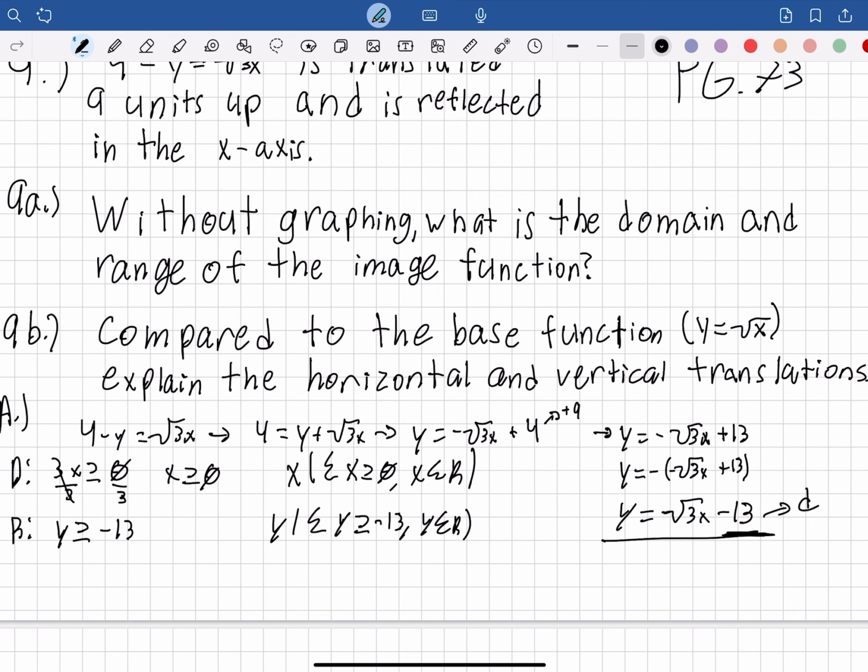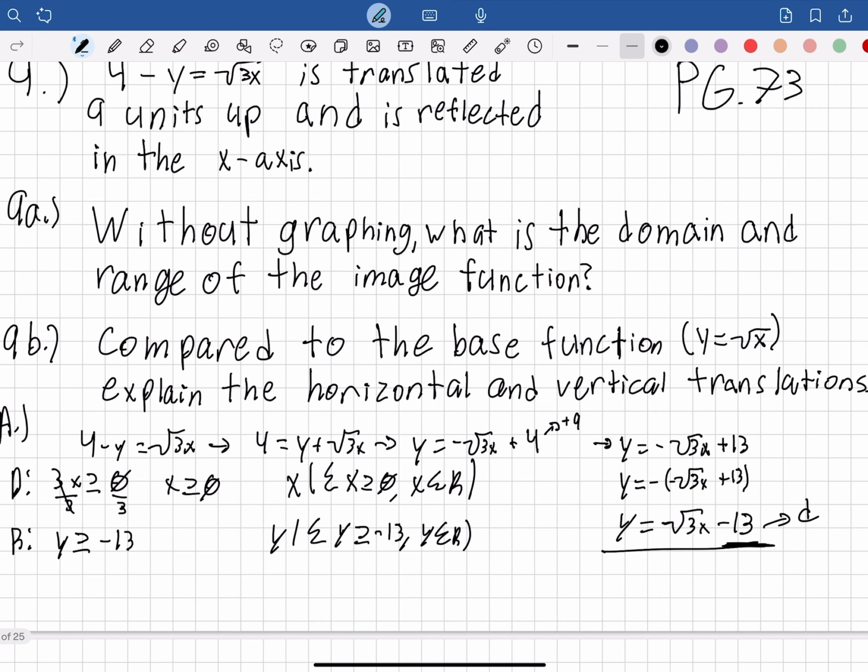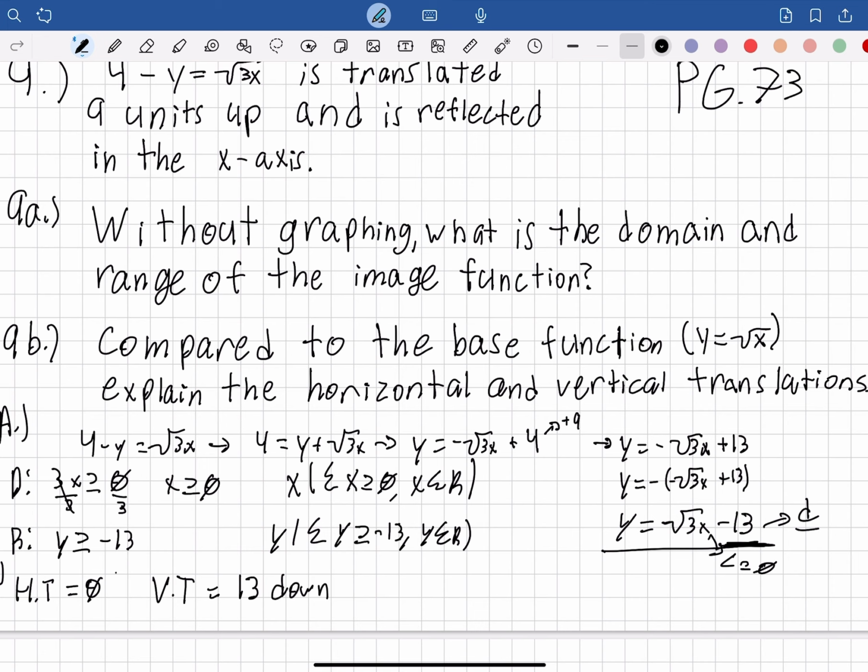Compared to the base function, y equals square root of x, explain the horizontal and vertical translations. So if we look at our function, we have a c value of 0, which means our horizontal transformation is 0. However, our vertical transformation is the negative 13, or a D value. So at negative 13, that means we have a vertical transformation of 13 down. And then in English for 0, we would just say no horizontal transformation.